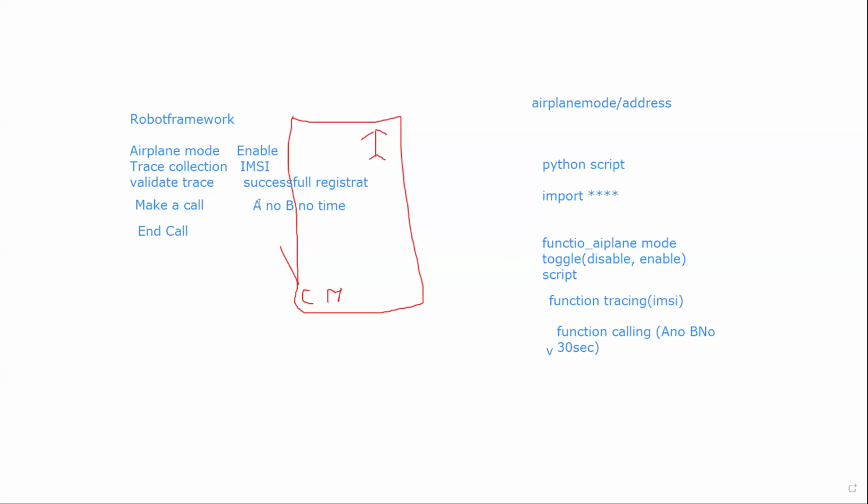Suppose I make a call from A to B and B is busy. What will I do? Those things we need to define. So at the end, we will create scripts like this. Now going back to our course content, we will cover those things.